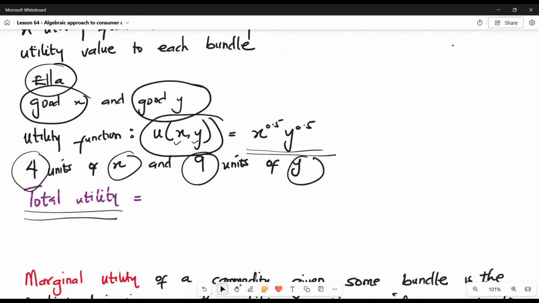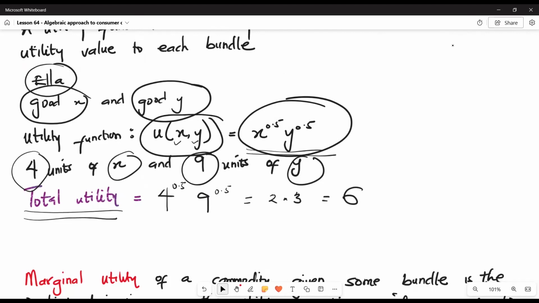So we know Ella's utility function is represented as x raised to the power 0.5 and y raised to the power 0.5. Given the quantities of x and y that Ella consumes, Ella's total utility is therefore 4 units of good x raised to the power 0.5 and 9 units of good y raised to the power 0.5. So this is simply 2 multiplied by 3, which gives us a utility of 6. What we are showing here is, given Ella's utility function as x raised to the power 0.5, y raised to the power 0.5, if Ella consumes 4 units of good x and 9 units of good y, her total utility is going to be 6.